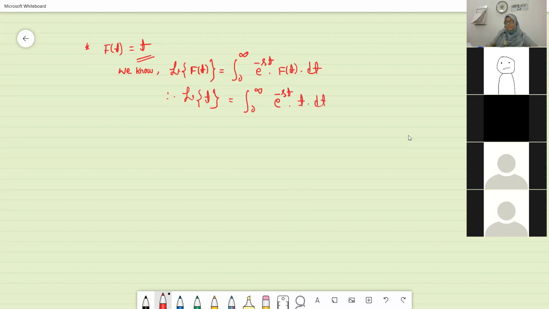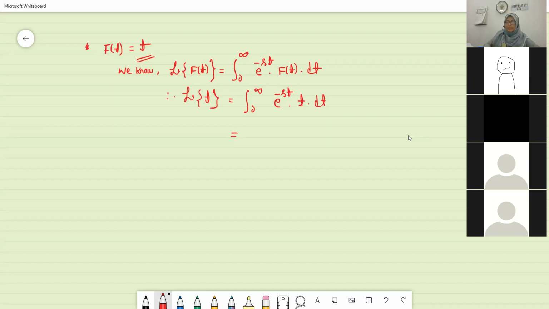So simply you have to complete this integration. For completing this integration, you may use the UV formula, right? So if I use the UV formula, what will be the result here? Okay, now let's use the UV formula here.